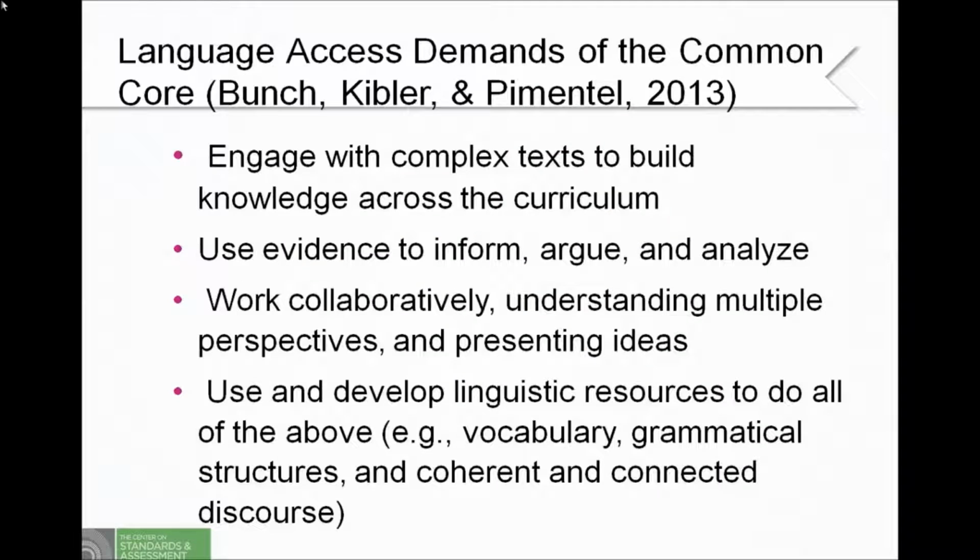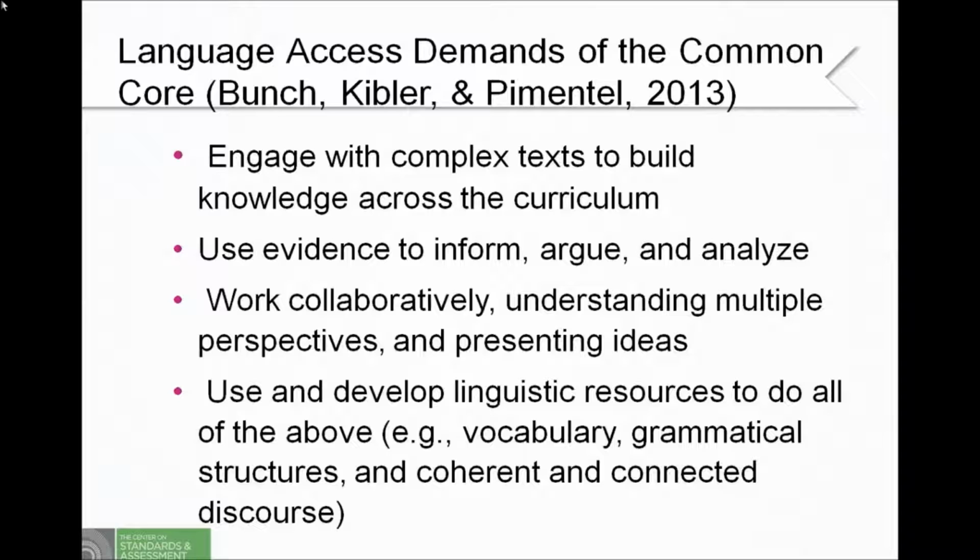So we see some common themes when you're thinking about the practices and the language demands across the Common Core. Students are being asked to engage with complex texts to build knowledge across the curriculum, use evidence to inform, argue, and analyze, work collaboratively, understand multiple perspectives and present ideas, and use social language and academic language, a lot of different types of registers, and also use and develop linguistic resources to do all the above.